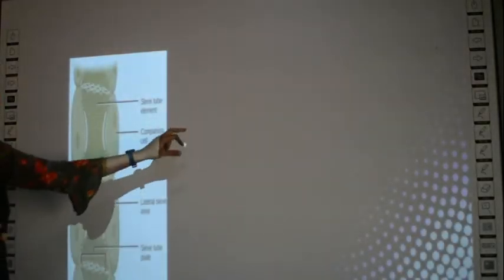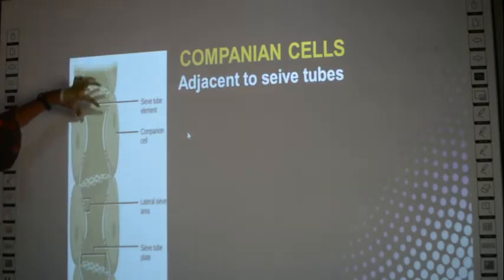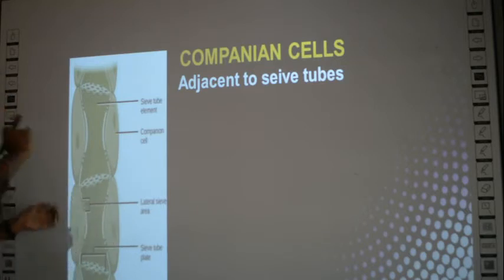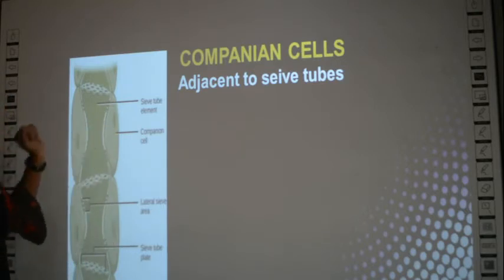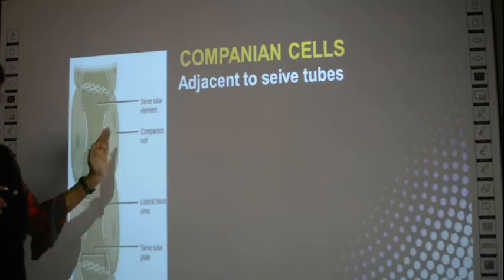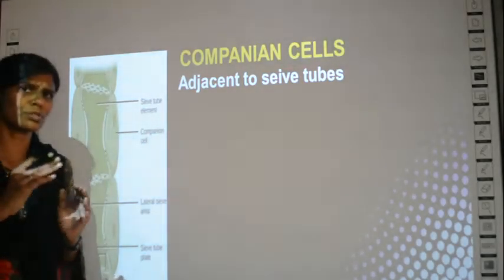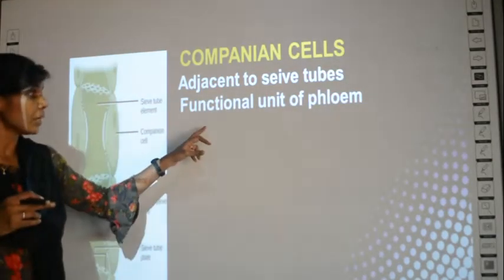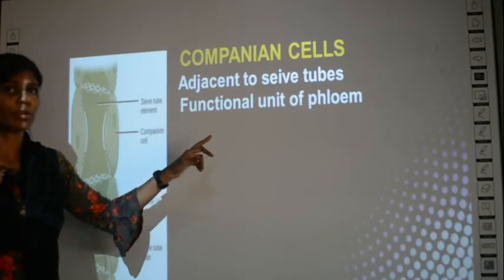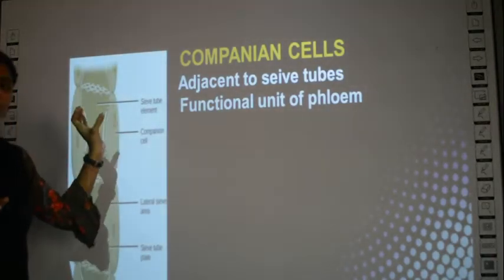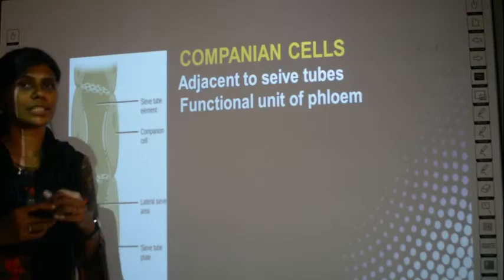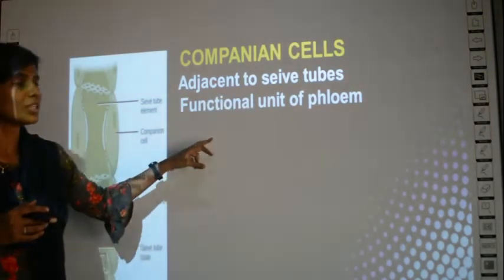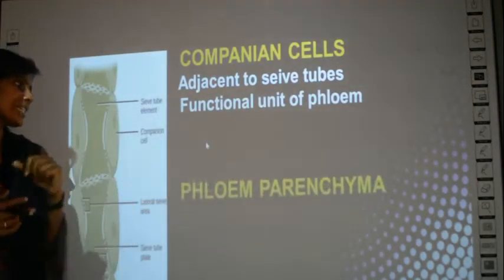Then about the companion cells. Where are the companion cells? If this is the sieve tube, on both sides you can find companion cells. A bulging, swollen structure you can see. These are called companion cells, which are adjacent to the sieve tubes, meaning they are next to the sieve tubes. The function of the phloem is to transport food, no? The actual functional unit of the phloem is the companion cells. They are supportive for the transport of food, so they are called the functional units of the phloem.